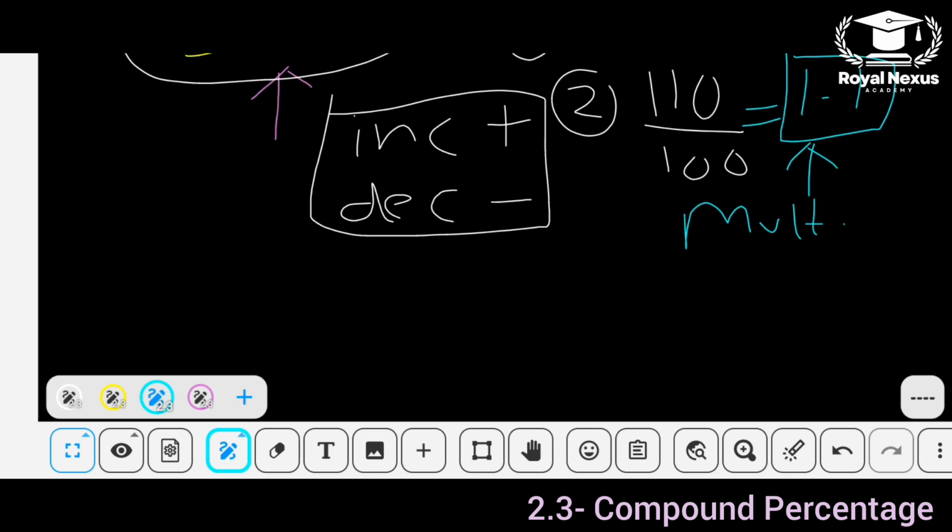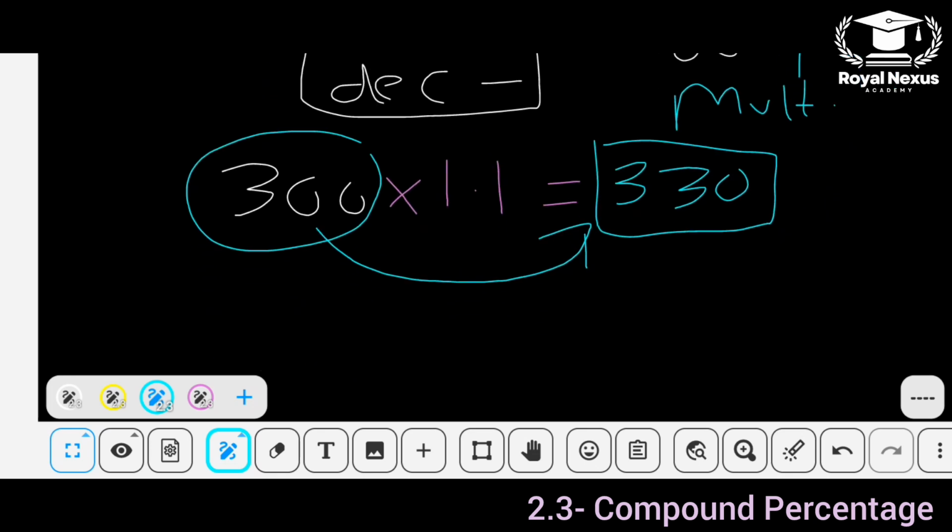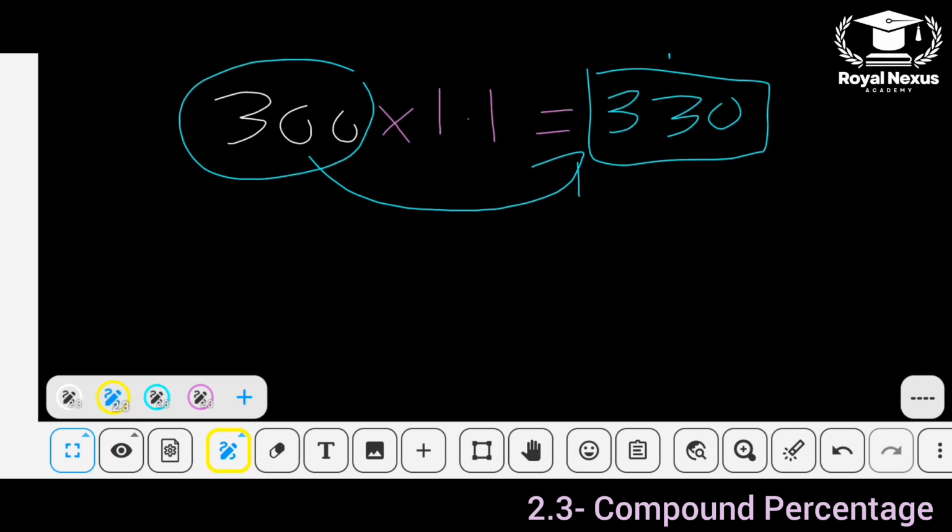Then you just need to multiply the number, that is 300, with the multiplier, that is 1.1. So the number which you get is 330. So basically this 330 is the number when you increase 300 by 10%. Now, if I say that you need to increase this number 330 further by 20%, now what will you do? You will just use the similar approach.